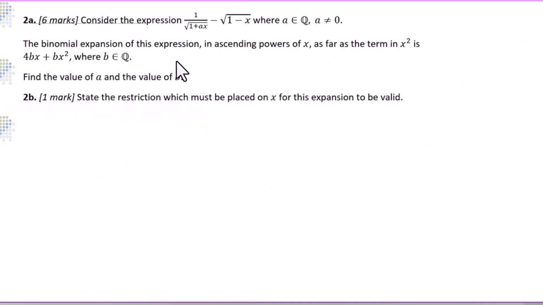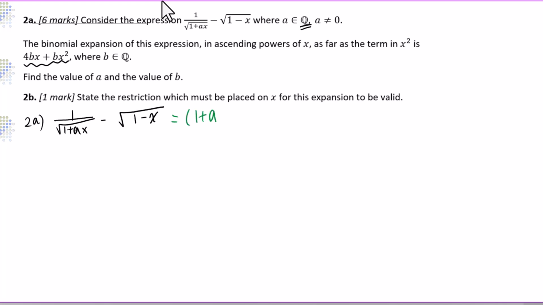2a, consider the expression 1 over the square root of 1 plus ax, minus the square root of 1 minus x, where a is a rational number, a is not equal to 0. The binomial expansion of this expression in ascending powers of x as far as the term in x squared is this, where b is a rational number. Find the value of a and the value of b. We will change this into exponential form.